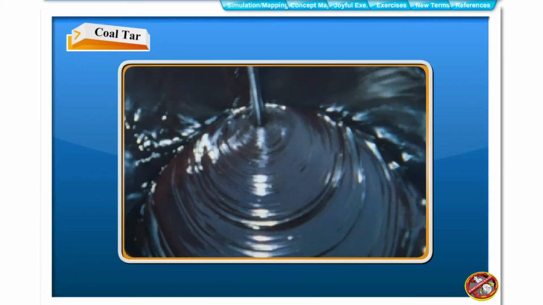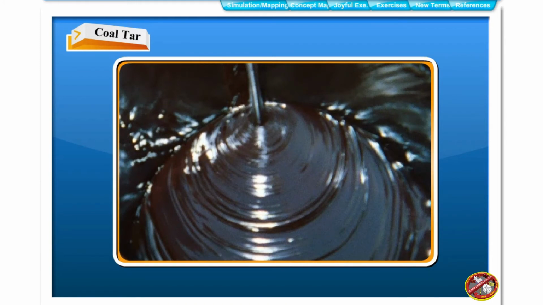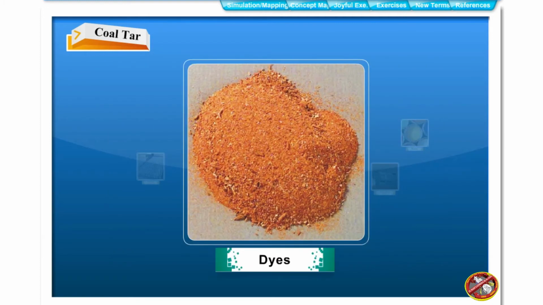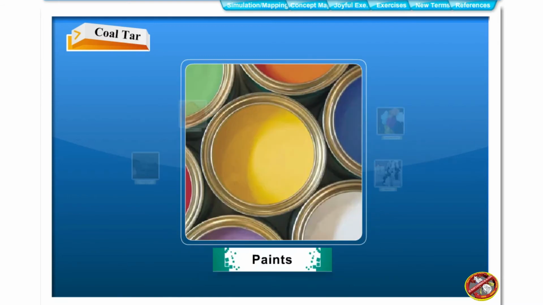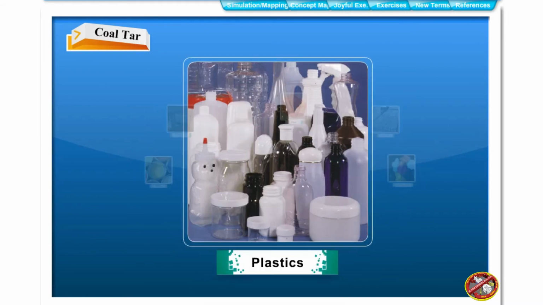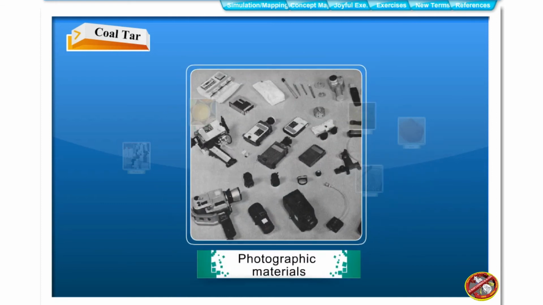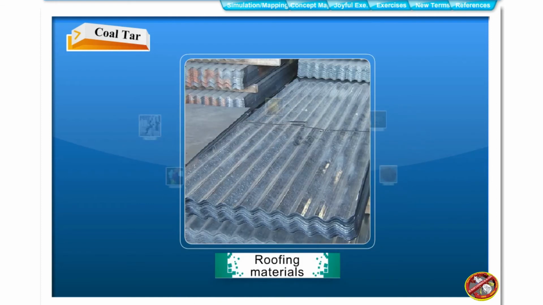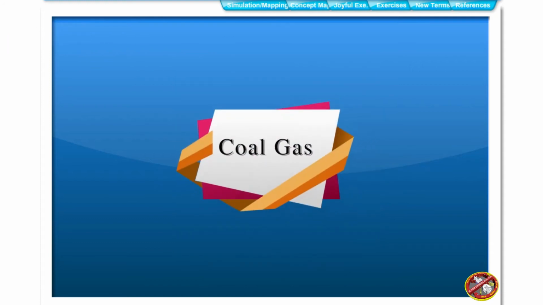Coal tar. Coal tar is not a single compound. It is a mixture of more than 200 different carbon compounds. Coal tar can be separated into many chemical substances by the process of fractional distillation. These chemical substances obtained are used as starting materials for manufacturing dyes, explosives, paints, varnishes, plastics, synthetic fibers, photographic materials, roofing materials, etc.